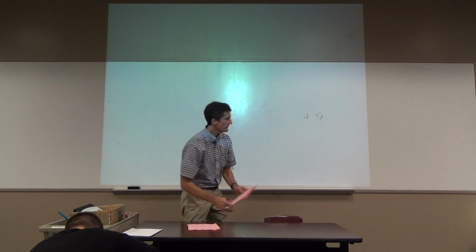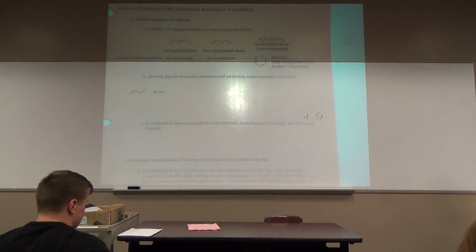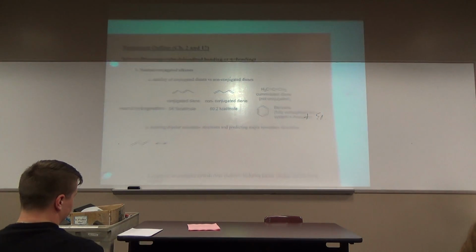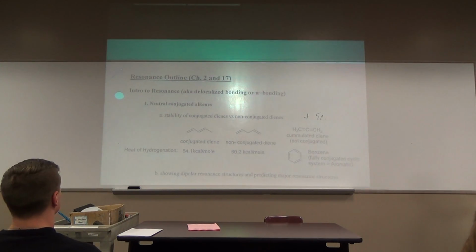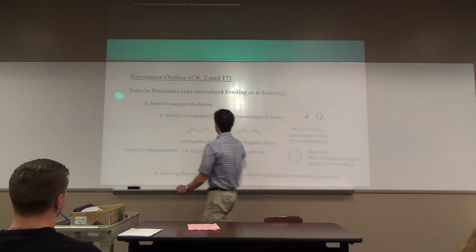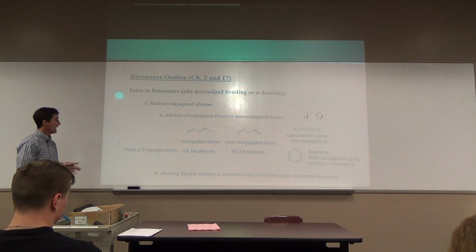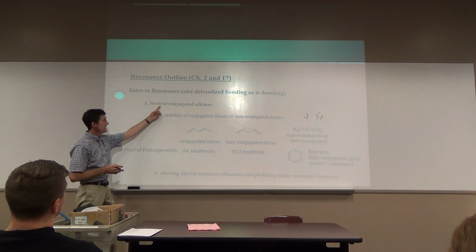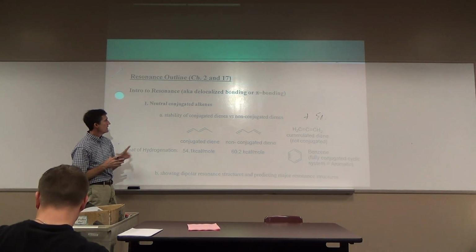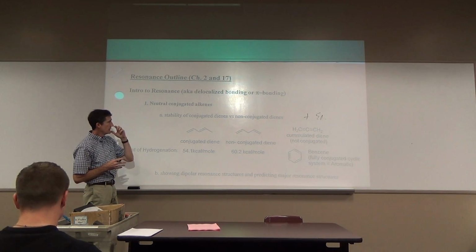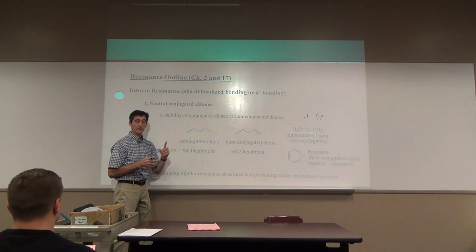Okay, intro to resonance. Also known as delocalized bonding, or pi bonding. Outline, heading. Sounds like it's important to make it a heading. Neutral conjugated alkenes. First off, stability of conjugated dienes. What's a diene? Got 2 enes. Yeah? Diene.